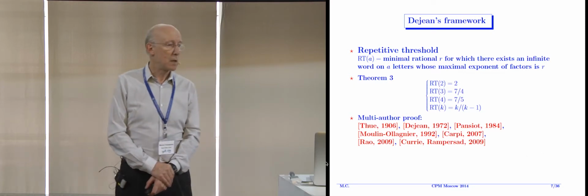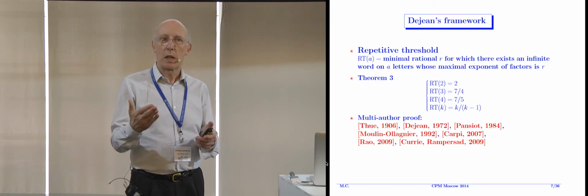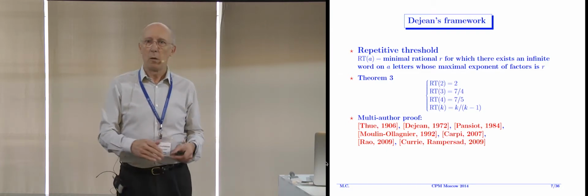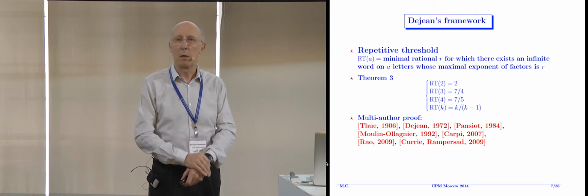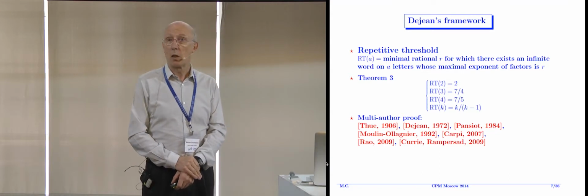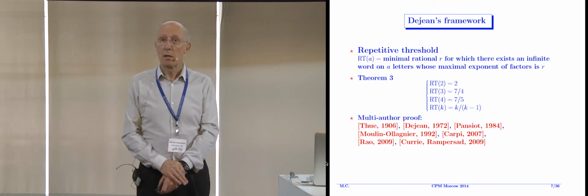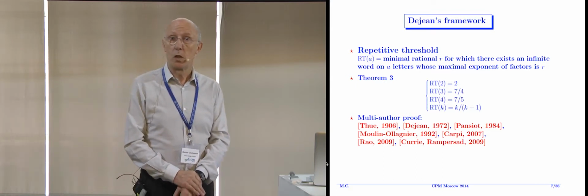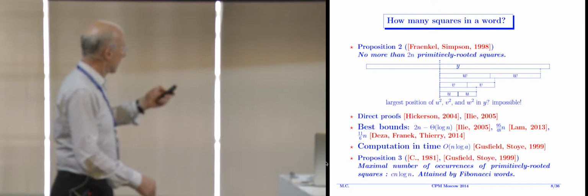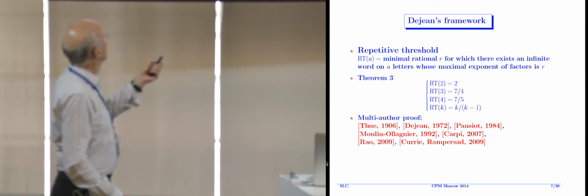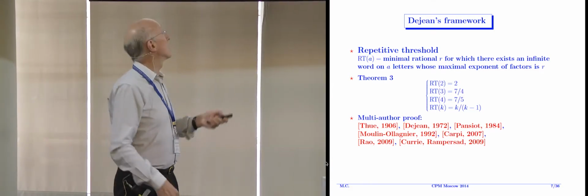So that gives how much of the repetition you can avoid in a string. For the binary alphabet, we can avoid overlaps, we cannot avoid squares. So this is the limit. And we say that the repetitive threshold of the binary alphabet is 2. Okay. For an alphabet of three letters, we can avoid squares, but can we do better? Indeed, yes, we can do better. We can avoid repeats having an exponent larger than 7/4.